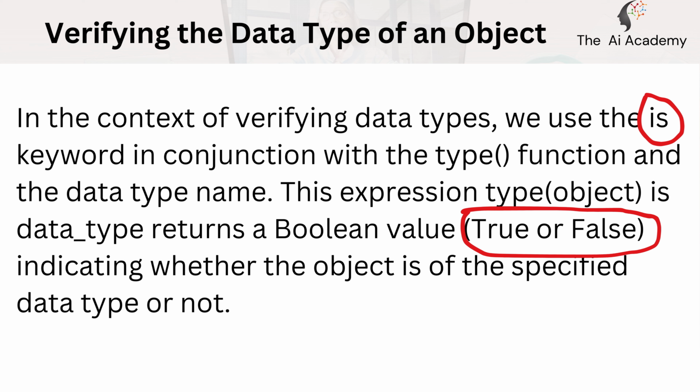This expression, type(object) is data_type, returns a Boolean value, true or false, indicating whether the object is of the specified data type or not. Let's understand with an example.